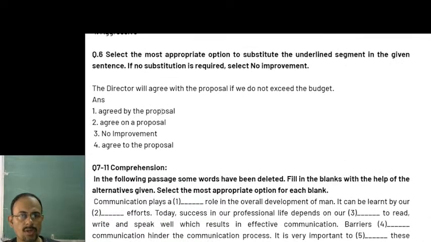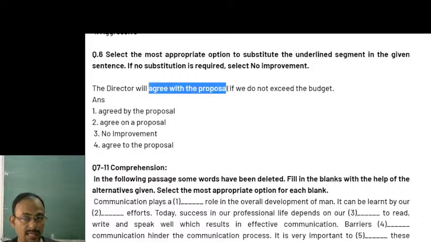Anyway, next one. Select the most appropriate option to substitute the underlined segment. The underlined segment here is not given. Anyway, if no substitution is required, select no improvement. Okay. The director will agree with the proposal if we do not exceed the budget. The options are: no improvement, agree to the proposal, agree by the proposal, agree on a proposal. So agree with the proposal is the underlined segment, dear students.